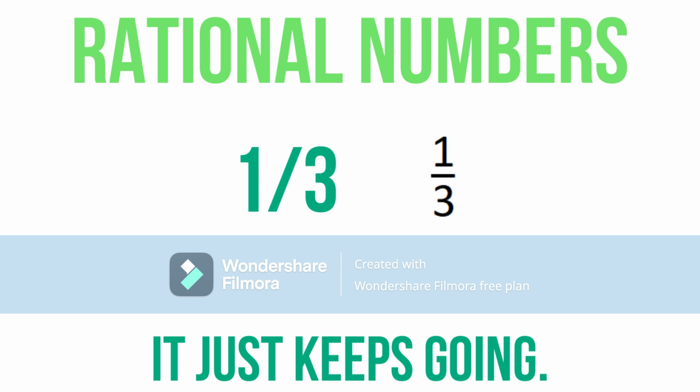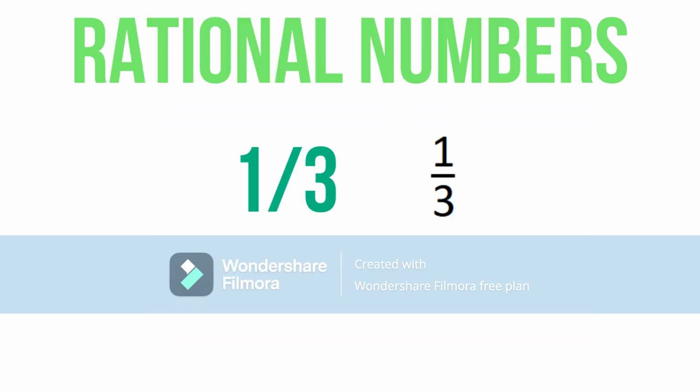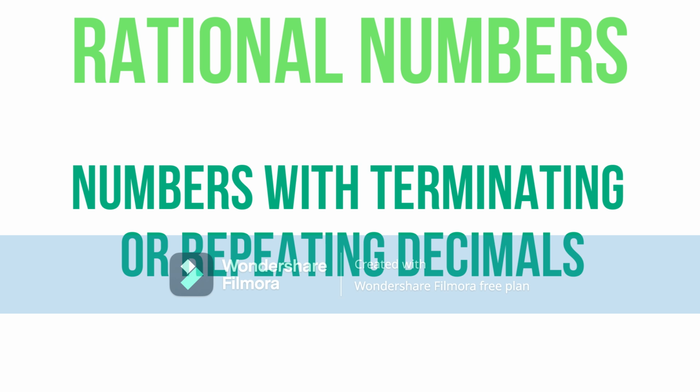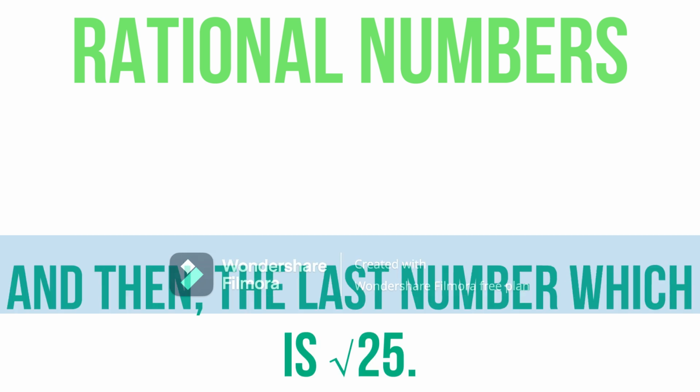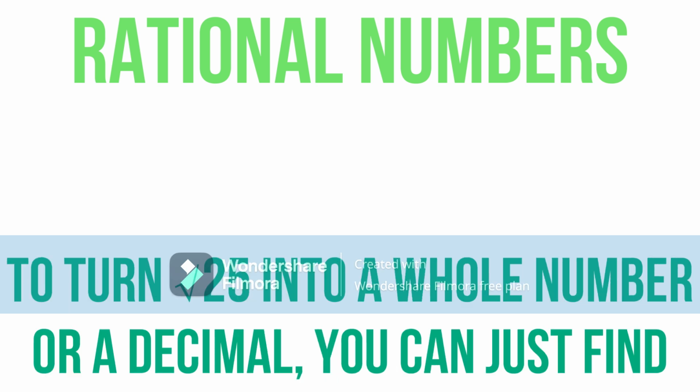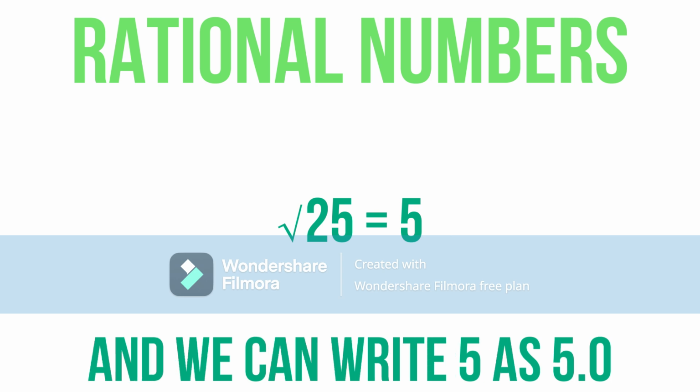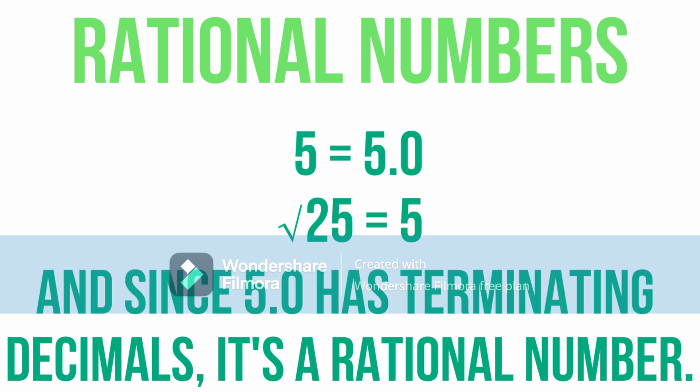0.3333333. It just keeps going. But because, again, rational numbers are numbers with decimals that repeat, and since 1/3 has repeating decimals, it is a rational number. And then the last number, or the fifth number, which is the square root of 25, in order to turn the square root of 25 into a whole number or a decimal, you could just find the square root of 25 itself, which is 5. I'm going to write 5 as 5.0. And since 5.0 has terminating decimals, it is a rational number.